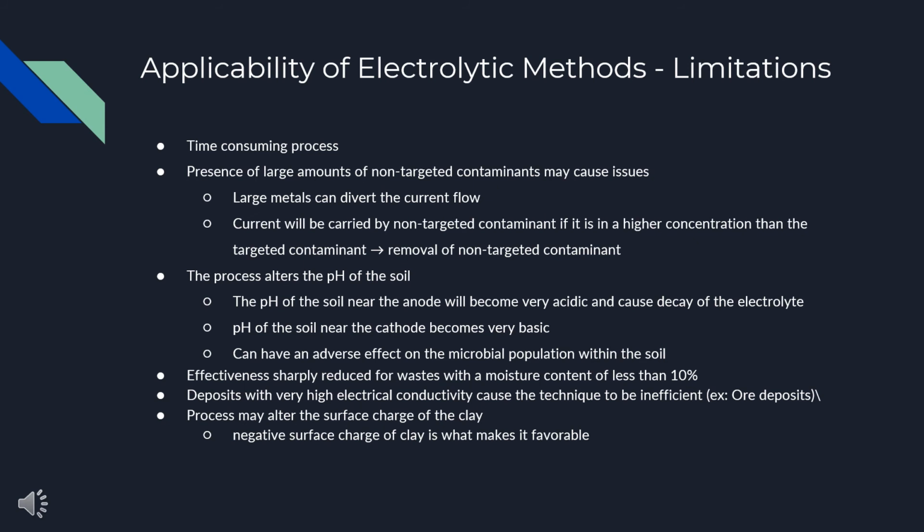pH is also another limiting factor in this process. The pH of the soil near the anode becomes very acidic, and vice versa. This acidity can accelerate the decay of the electrode, reducing treatment efficiency. This change in pH can also have very negative or adverse impacts on microbial populations in the soil, affecting the overall health of the soil and ecosystem in that area.